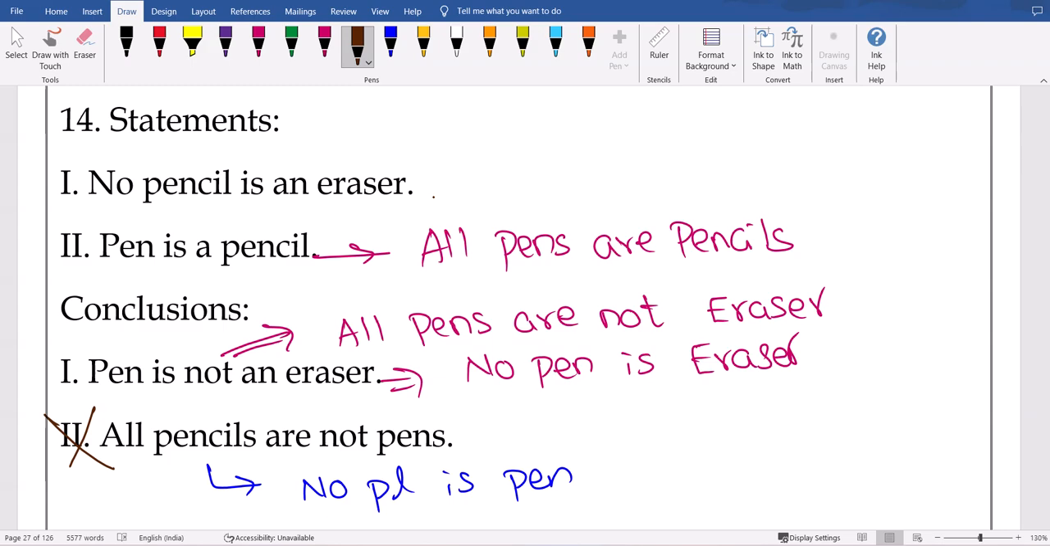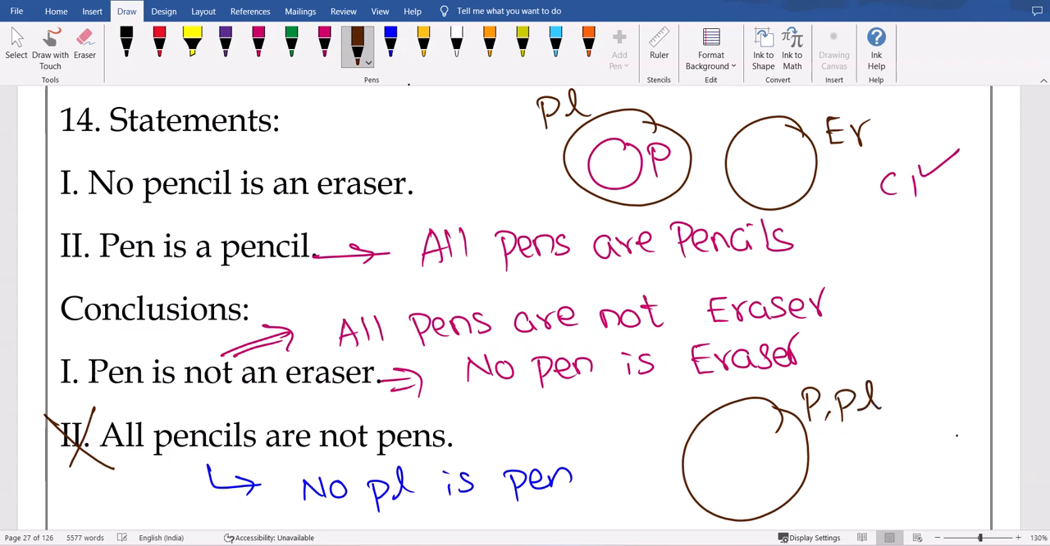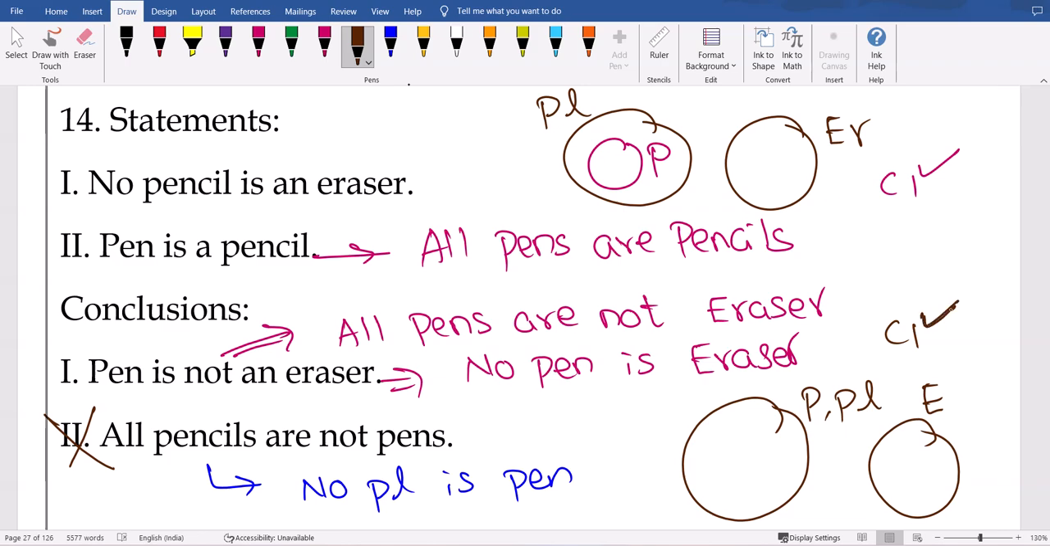There's a clear clarity. Okay, now let's go for the diagram with this. No pencil is eraser. Pencil separate, eraser separate. All pens are pencils. Put pen inside the pencil. So now, no pen is eraser. Correct. First conclusion true. You draw the other diagram. All pens are pencils. No pencil is eraser. Still, first conclusion true. First conclusion true in all diagrams.